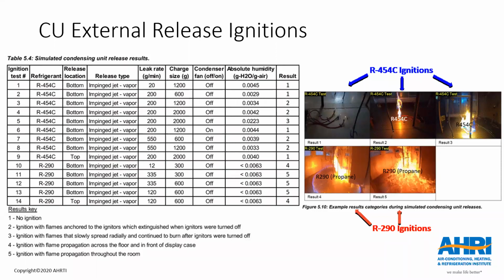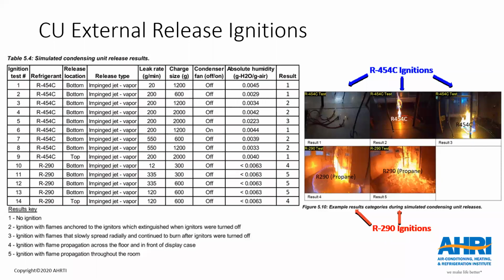So in order to create a worst case scenario for an external ignition with 454C, we took the largest charge size of 2000 grams and we increased the relative humidity in the space to near 100%. And we repeated the ignition test. When we did that, we got result 3 shown on the far right with 454C, where we did have an ignition that was able to sustain itself once the igniter was turned off. The flames were able to anchor to the cables and the wooden assembly, and they were able to spread slowly after the igniter was turned off.